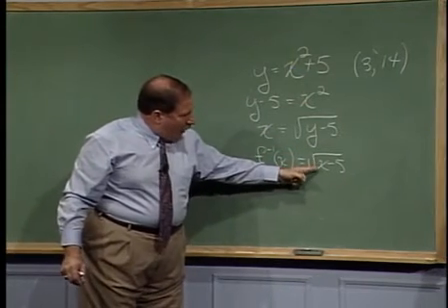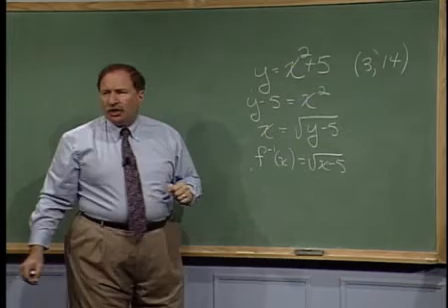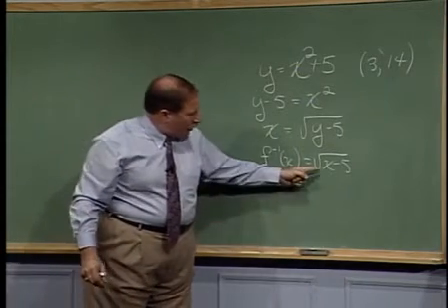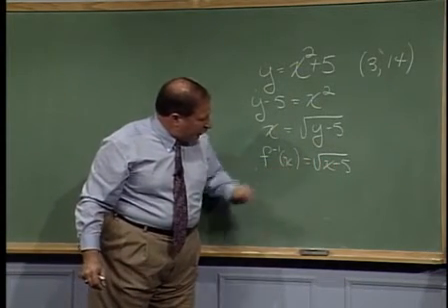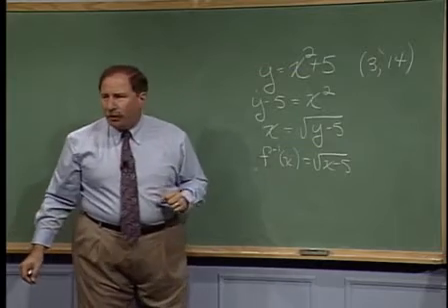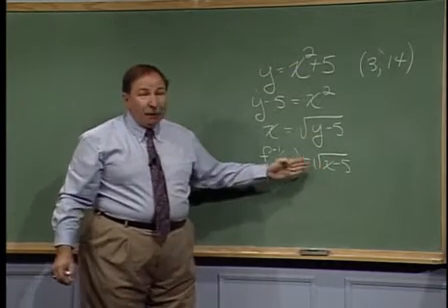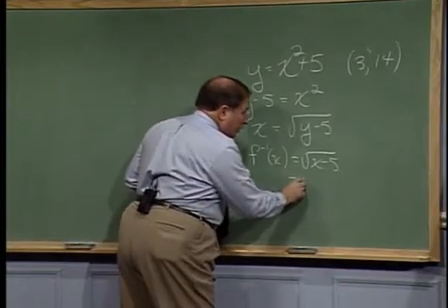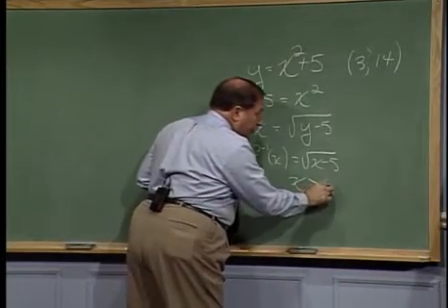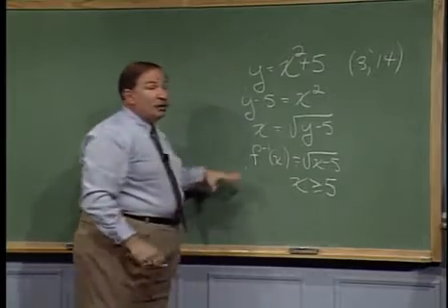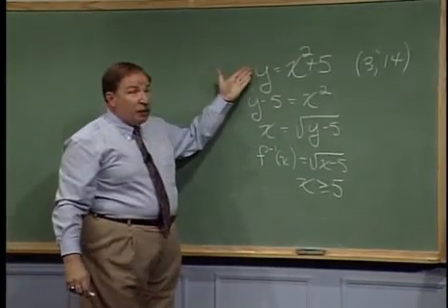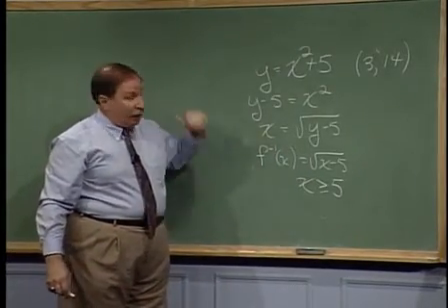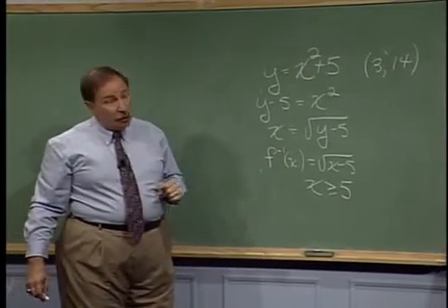So what's the smallest number that x could be? Because if x is 5, 5 minus 5 is 0, we can take the square root of 0. But certainly x can't be anything less than 5. So x must be greater than or equal to 5. That's a limitation placed on it. There's no limitation placed here, because we can square anything. We can't take the square root of anything, unfortunately.